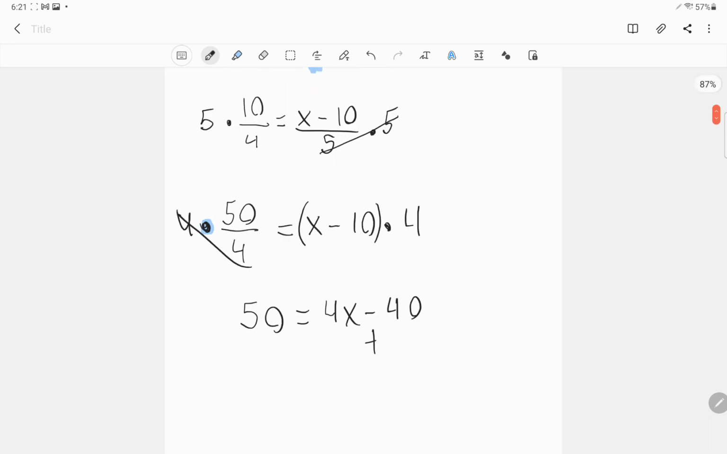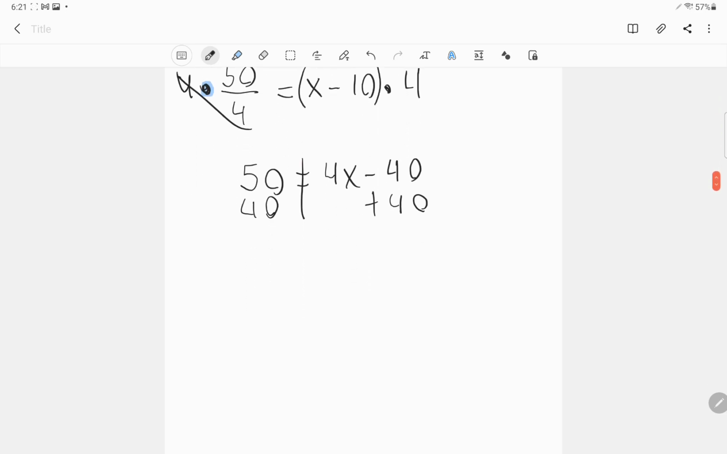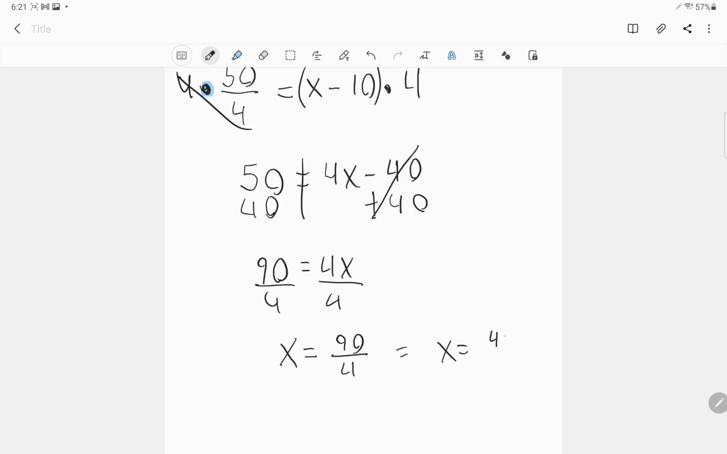Now I'm going to do plus 40 on this side and plus 40 on this side because I'm trying to leave the x alone. Once I do that, those two are going to cancel out, and I'm going to be left with 90 is equal to 4x. At this point, I'm just going to divide by 4, and my answer is going to be 90 divided by 4, which also equals x, which is going to equal, I think it's 45 over 2, and I'm just going to leave it like that. And that's going to be my answer for number 1.